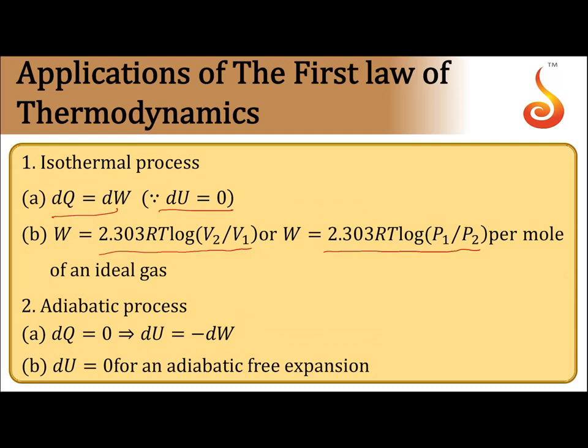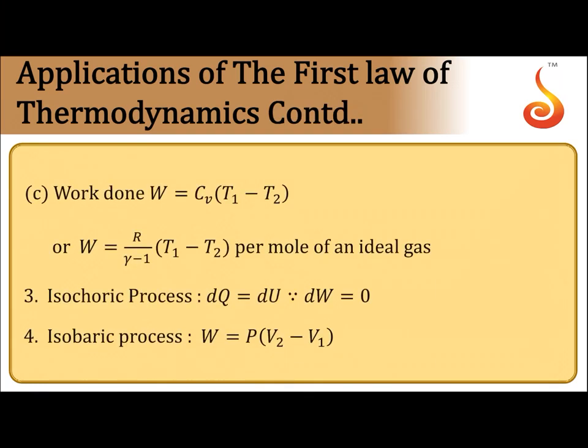Then the adiabatic process. In this process, dQ is equal to 0, no heat is applied, dU is equal to minus dW. If it is a free expansion, then dU is equal to 0 for the adiabatic process. Work done is equal to Cv into T1 minus T2. Work done during an adiabatic process is W equal to R divided by gamma minus 1 into T1 minus T2. This is per mole of a gas. If n moles are taken, you have to take nR.